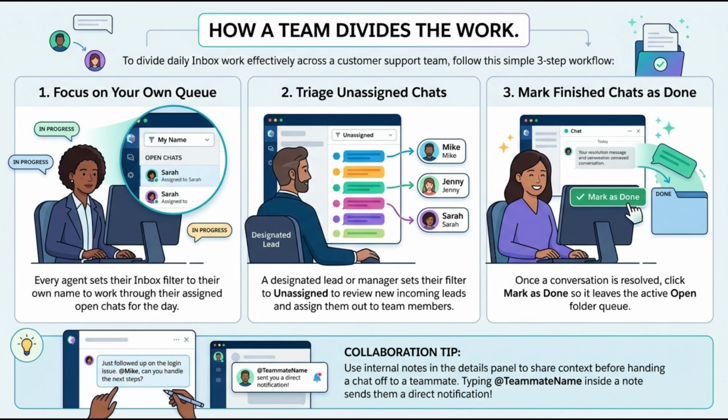How a team divides the work. To divide daily inbox work effectively across a customer support team, follow this simple three-step workflow. Focus on your own queue. Every agent sets their inbox filter to their own name to work through their assigned open chats for the day. Triage unassigned chats. A designated lead or manager sets their filter to unassigned to review new incoming leads and assign them out to team members. Mark finished chats as done. Once a conversation is resolved, click Mark as done so it leaves the active open folder queue.